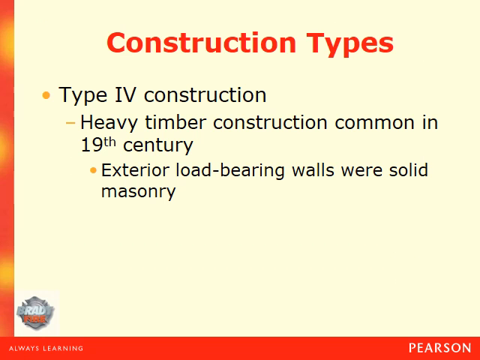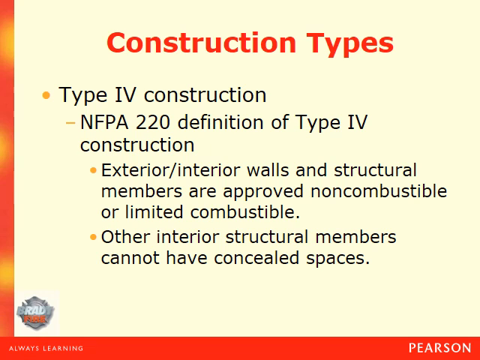So Type 4, to me this is one of my favorite types of construction. It's heavy timber, its construction is common around the 19th century, and it has exterior load-bearing walls that were solid masonry. Or looking at our internal structures, they were big continuous pieces of lumber. So literally they would chop down trees and make your support beams.